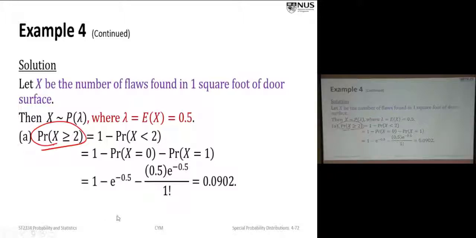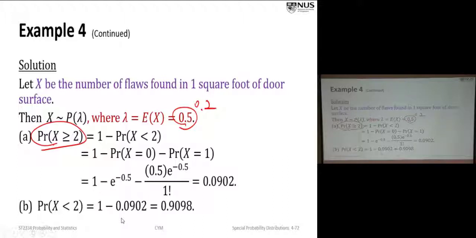All right. So if you are the manufacturer, you may think of controlling your quality and reducing this, so that in 1 square foot of the door, there may be 0.2 minor fault. Then in that case, the chance of sending back for rework will be smaller. All right.